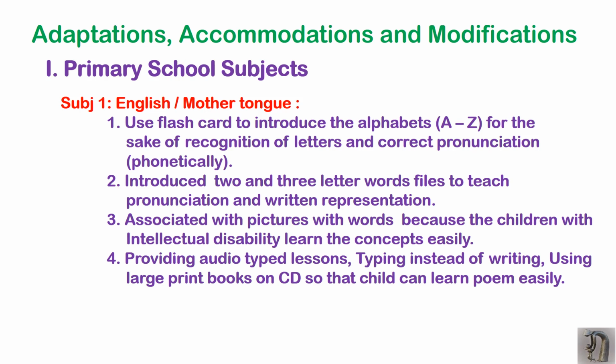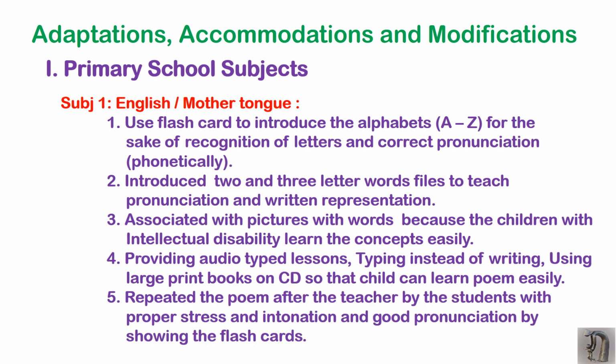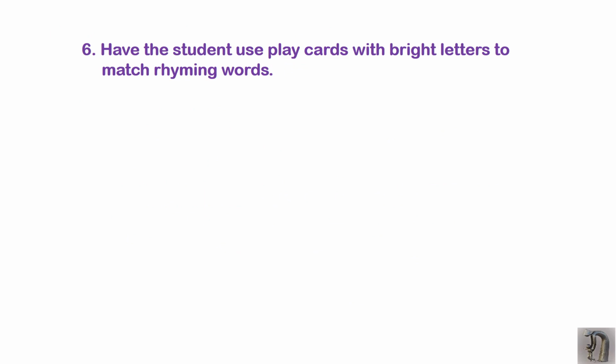And even the large printed books you can use in series, so that you can explain those poems very easily. Repeat the poem after the teacher. That means once you ask the child, how I repeat, how I do, you do, that will help the child to understand the pronunciation, intonation, and modeling, which is very, very important. Use play cards with a bright letter to match a rhyming word, which is a very important adaptation which you can do in your lesson.